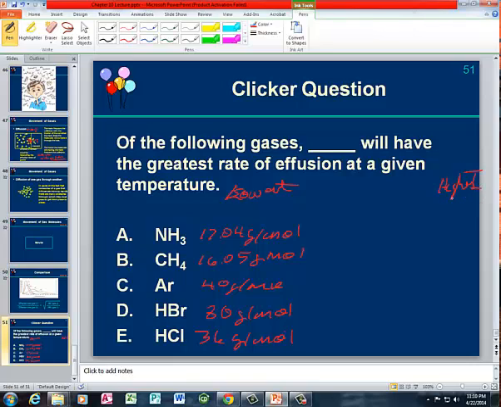This would be the fastest gas, and it would also be the lightest gas. So that would be arranged as CH4, that would be the fastest rate of effusion. Then you'd have NH3, that would be next fastest. And then you would have, let's see, HCl. HCl would be right down here. Argon would be a little bit slower at 40 grams per mole. And the slowest rate of effusion would be HBr. And that's going from highest to lowest rate of effusion.